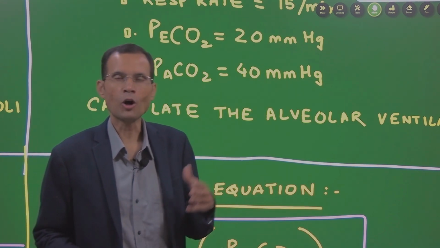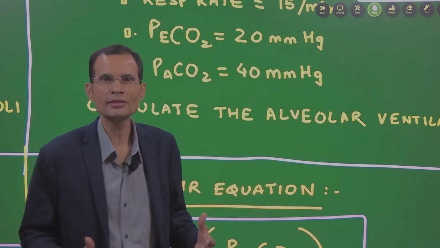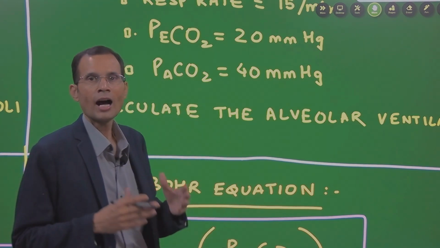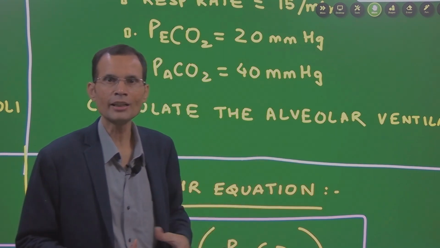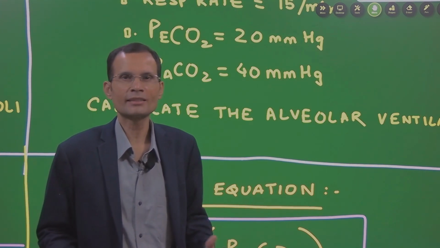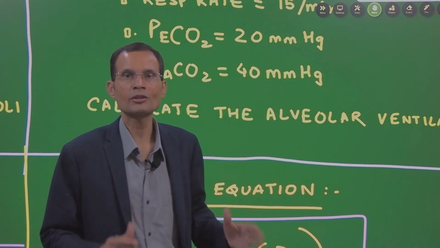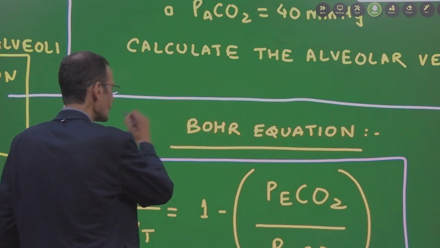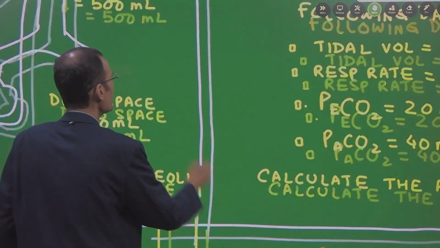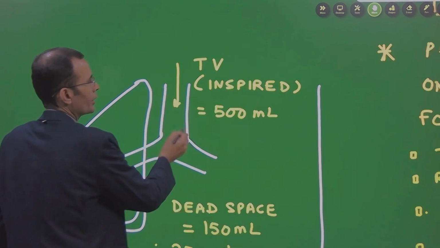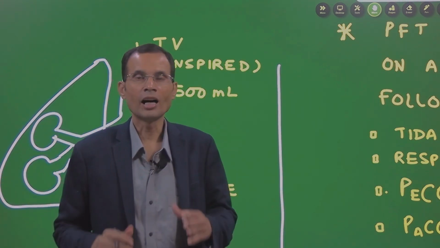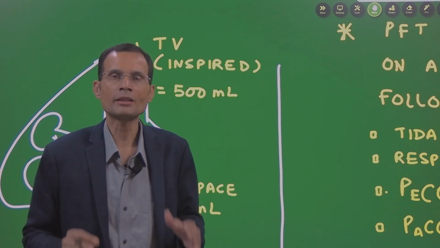Now, I have not given options because unless you know this entire thing about how to make this calculation, it will be worthless giving the options. So straight away, let's find out how you solve such questions. Let's start with the basics. What is being asked? Alveolar ventilation per minute.